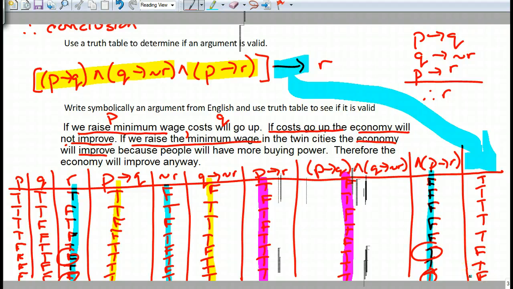Notice that there's two falses here. What does that make this argument? Is it valid or invalid? It is invalid. It has to all be true in order to be valid.